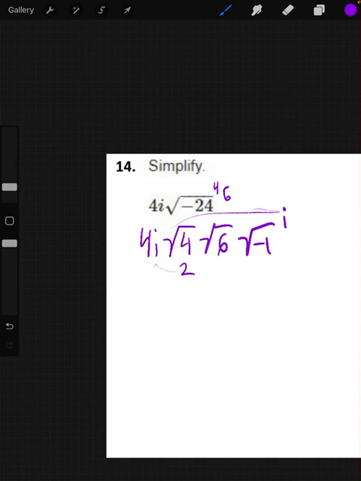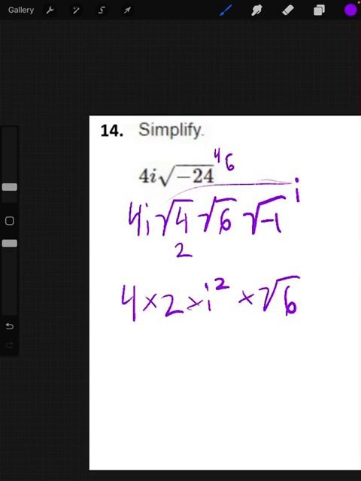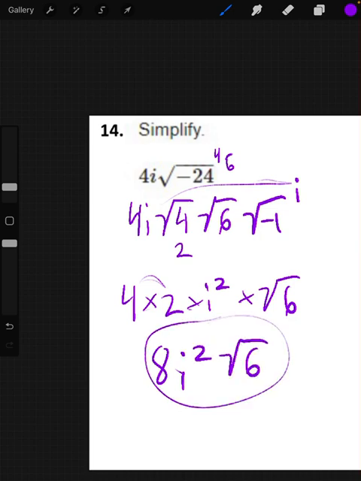So we have to multiply 4 times 2. And we have 2 i's, so we have times i to the power of 2. And we have times the square root of 6 because that can't be perfectly square rooted. So if we combine those, we have 8i to the power of 2 times the square root of 6. And there we go. That's it. Bye.